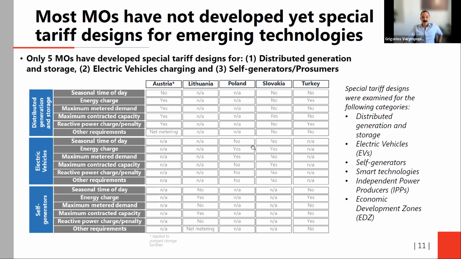Then for electric vehicles, we see Poland and Slovakia applying a charging structure that is based on an energy charge. And for Poland, they also have a maximum meter demand charge. I would expect here to see a time of use charging structure, but it was not present in the special tariff designs. And for self-generators, Lithuania applies a tariff structure where they have an energy charge, a maximum contracted capacity charge, and they also need a net metering arrangement to apply the special tariff.